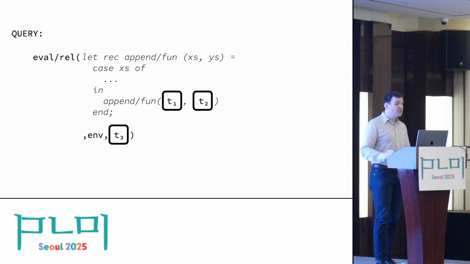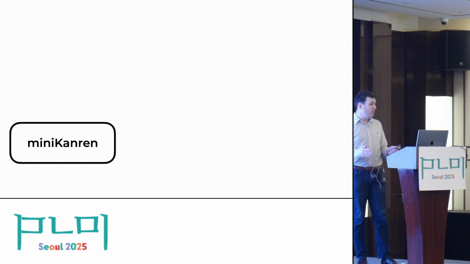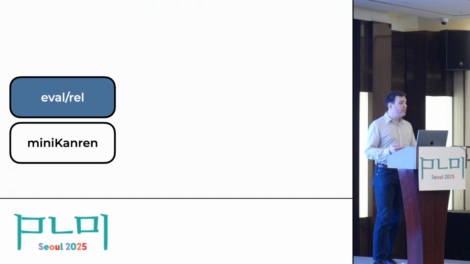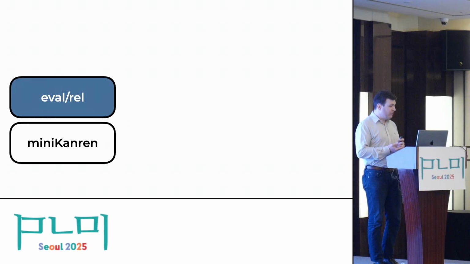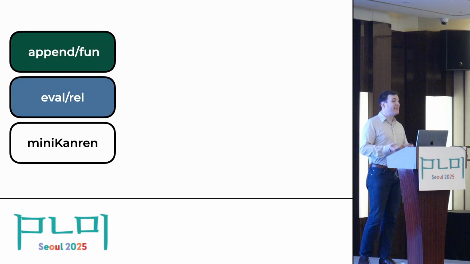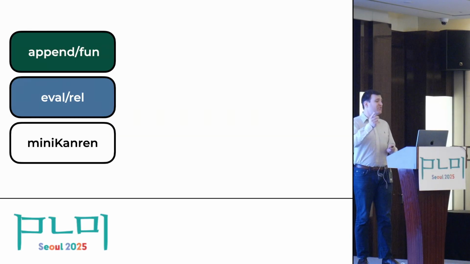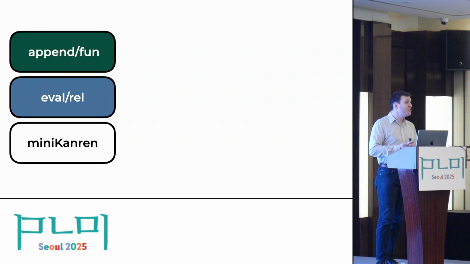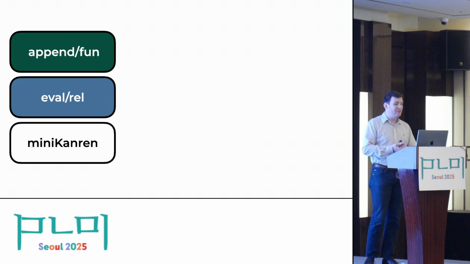So the setting so far is we've got this miniKanren language. And in that language, we've written a relational interpreter that we can query about ways to use different programs like the append function. And I'm going to use /fun and /rel for function and relation because we've got these multiple levels going on.